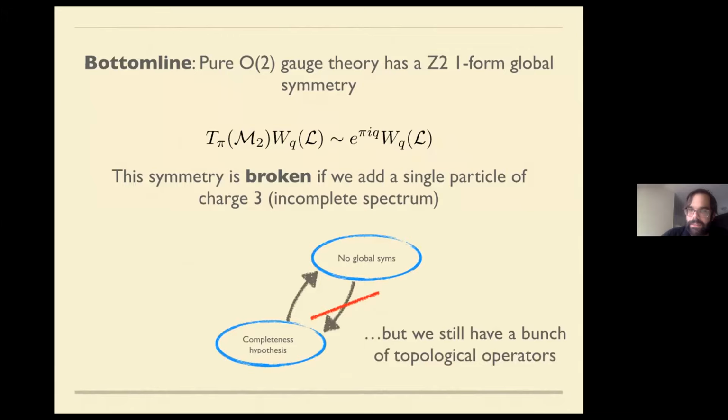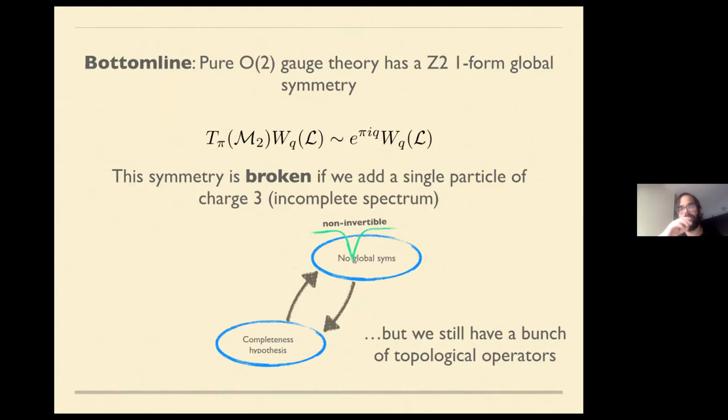So that's how it is with the standard definition that we have. But remember, we still have a bunch of topological operators that we were not really using in all of this, right? So we have all of the other guys. And so there's a very strong temptation to think that these guys are a part of the story. And indeed, what's going to happen is that by generalizing the notion of symmetry to allow for non-invertible guys, we'll see that this correspondence is restored in this particular example.